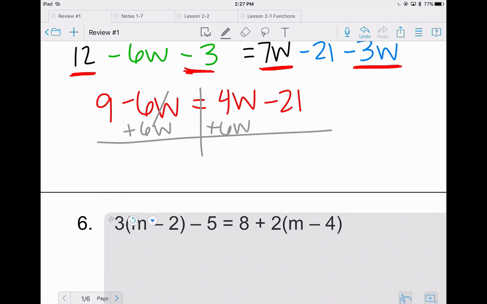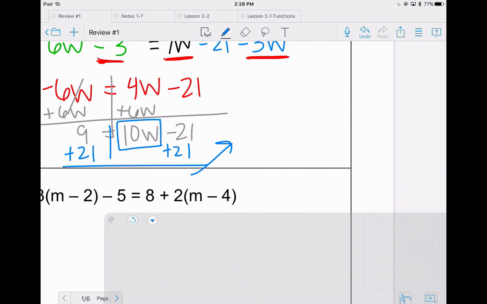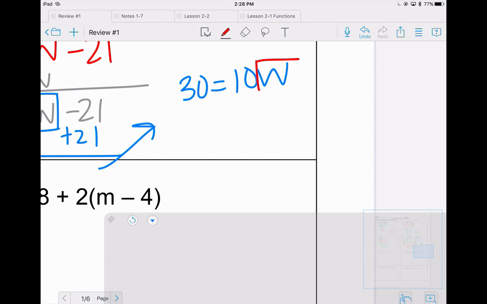Remember, you can move the 4 through subtraction, but you're going to end up with negative 10, so if you do decide to do that method, that's totally fine, but make sure you watch your negatives. I'm now going to add 21 to both sides to get it away from 10. I'm going to bring it over here. So 9 plus 21 is 30, and then 10w. And then my last step to get w by itself is divide both sides by 10. So w equals 3.